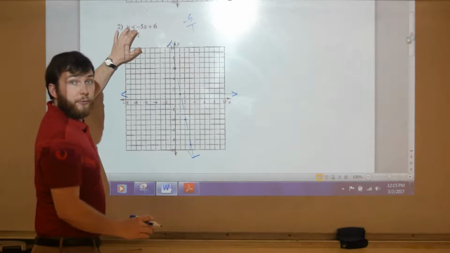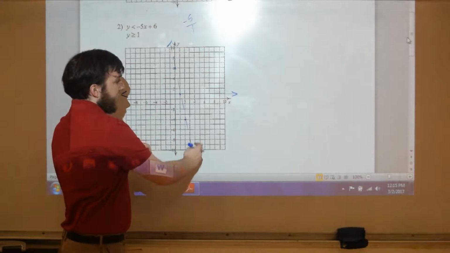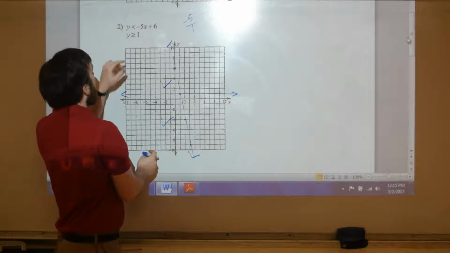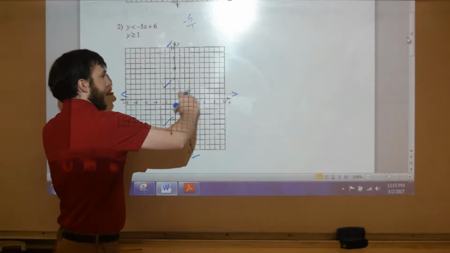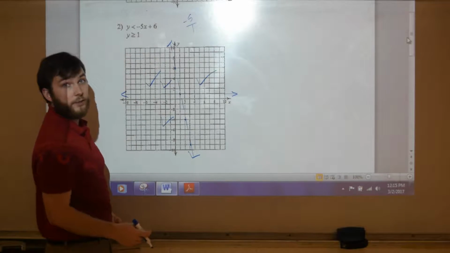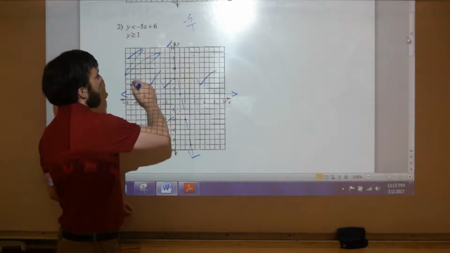We want to be below the first line. Below this line is this side. And then we want to be greater than the second line. So we're going to shade the one region. They got 2 check marks.